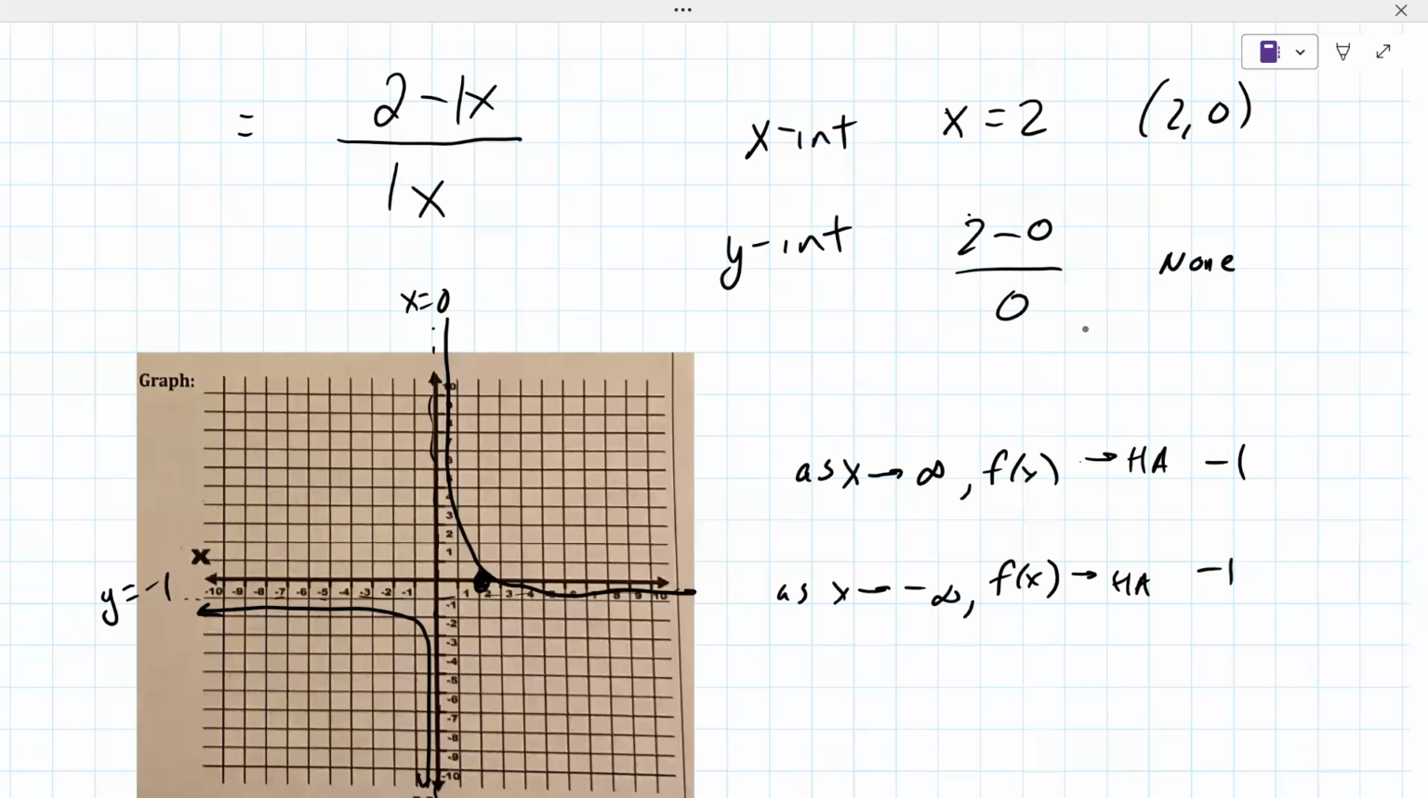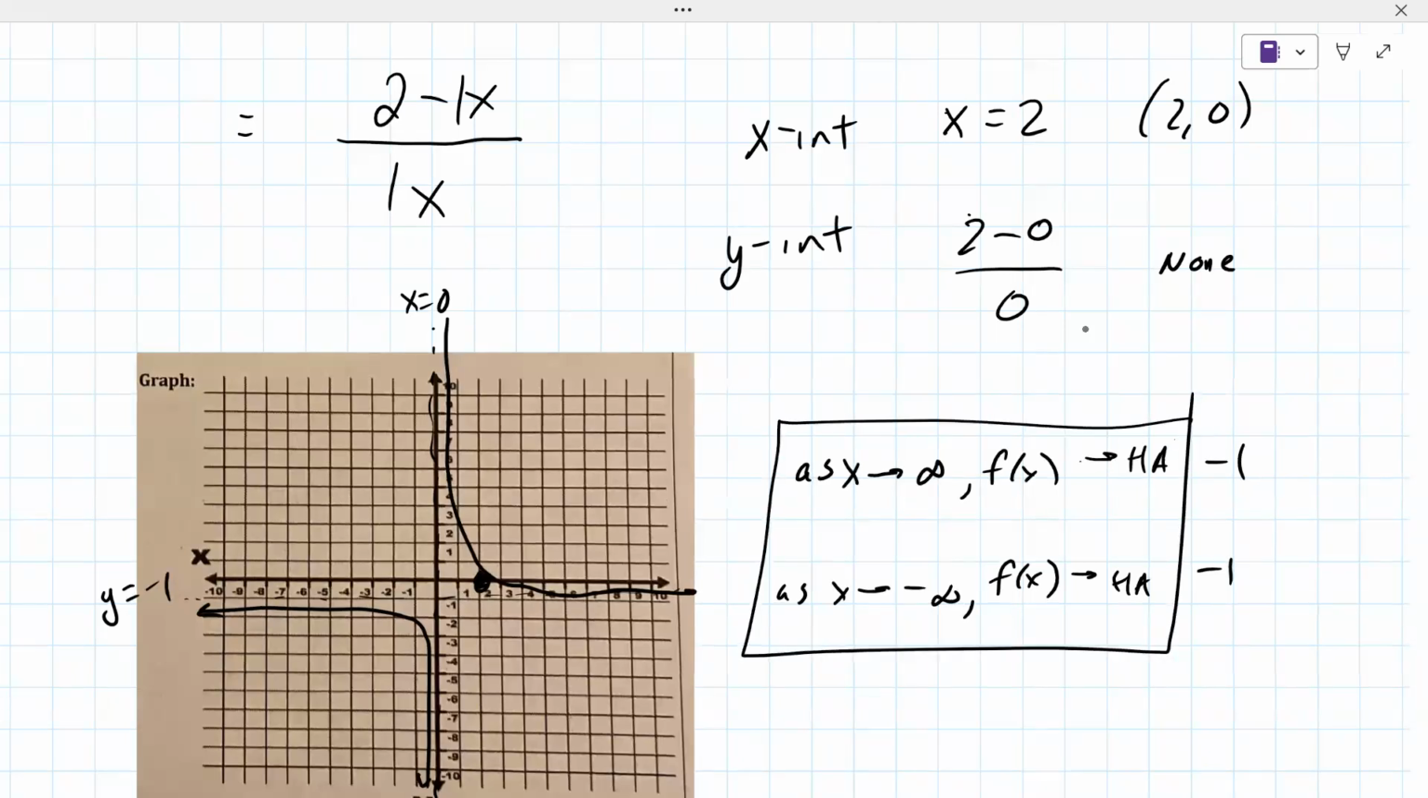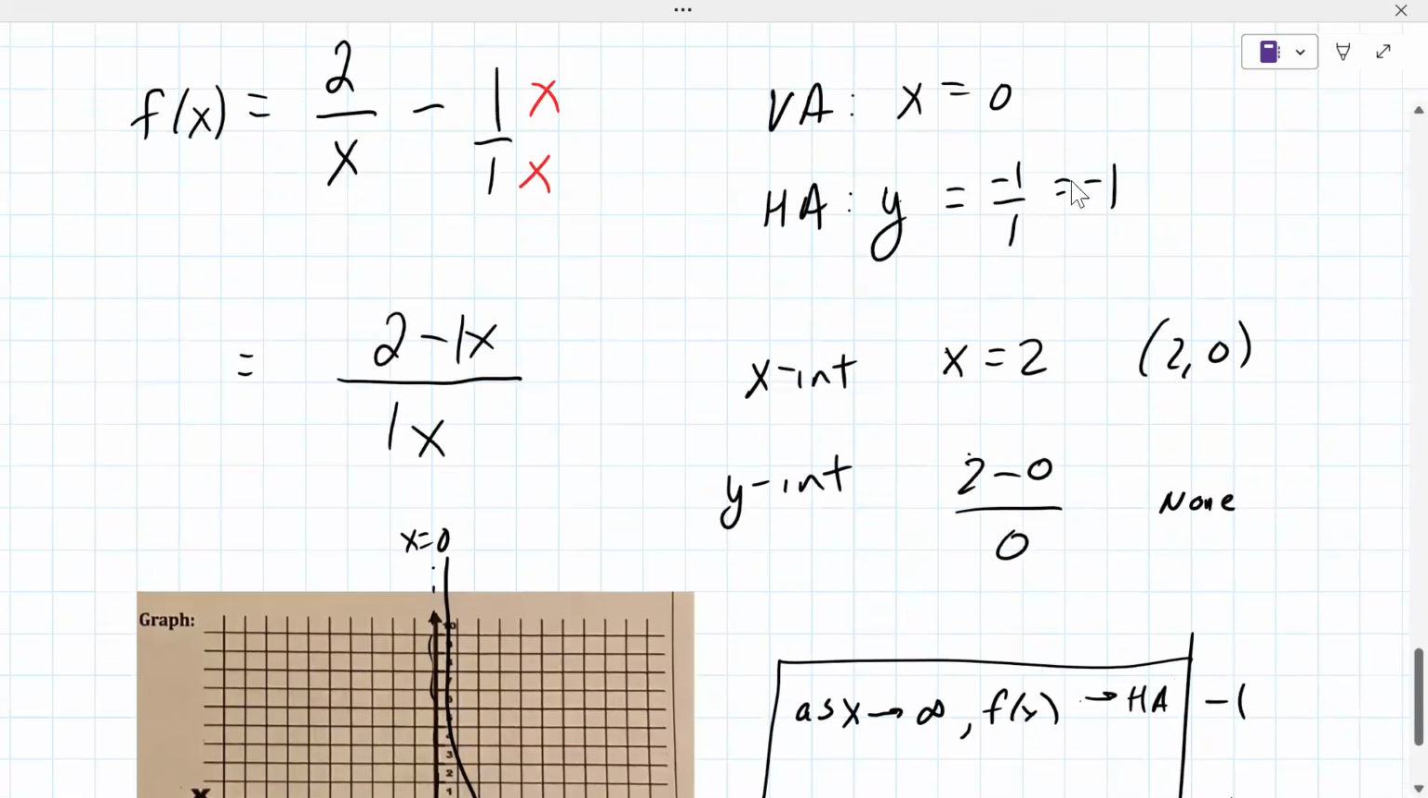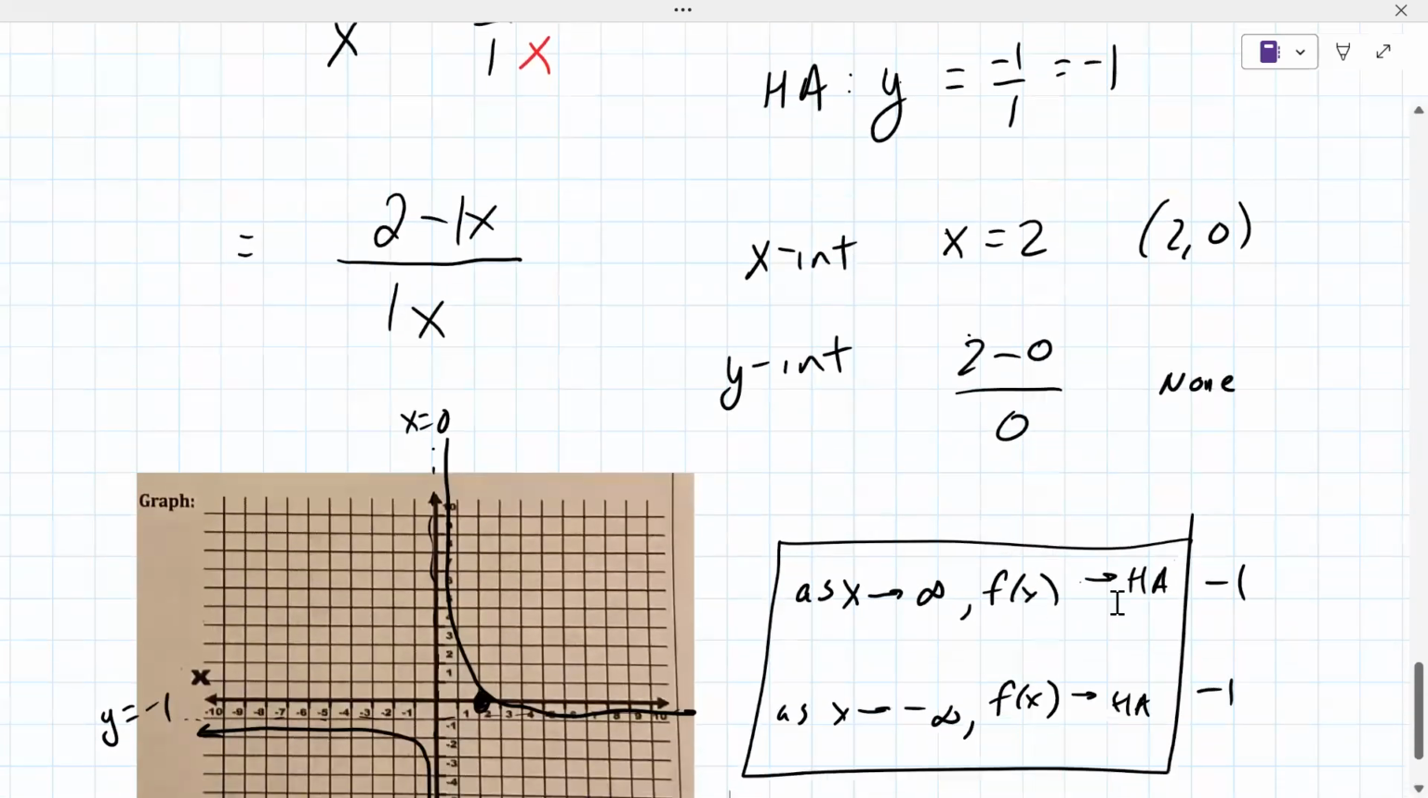So that's what you should remember: it goes to the horizontal asymptote, whatever that number is. That's what it goes to. So as x goes to the right, the horizontal asymptote was -1. That's what it goes to. It goes to -1, and then as x goes to the left, it also goes to -1.